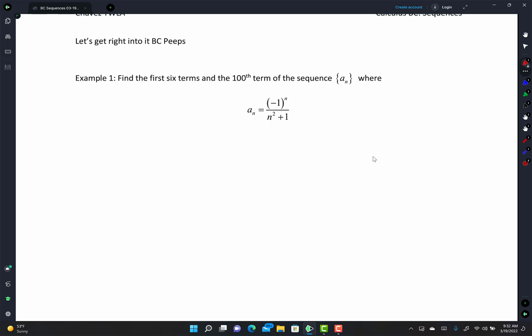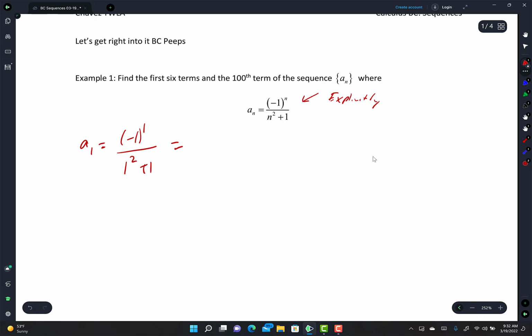So this is called an explicit, like they tell us the sequence explicitly. Because we can find any term with this right here. Does that make sense? So you just go a of 1. A of 1 is negative 1 to the first power over 1 squared plus 1. By the way, all the negative 1 to the n is doing is changing the sign of every term that comes next. One is positive, one is negative. One is positive, one is negative. Does that make sense?